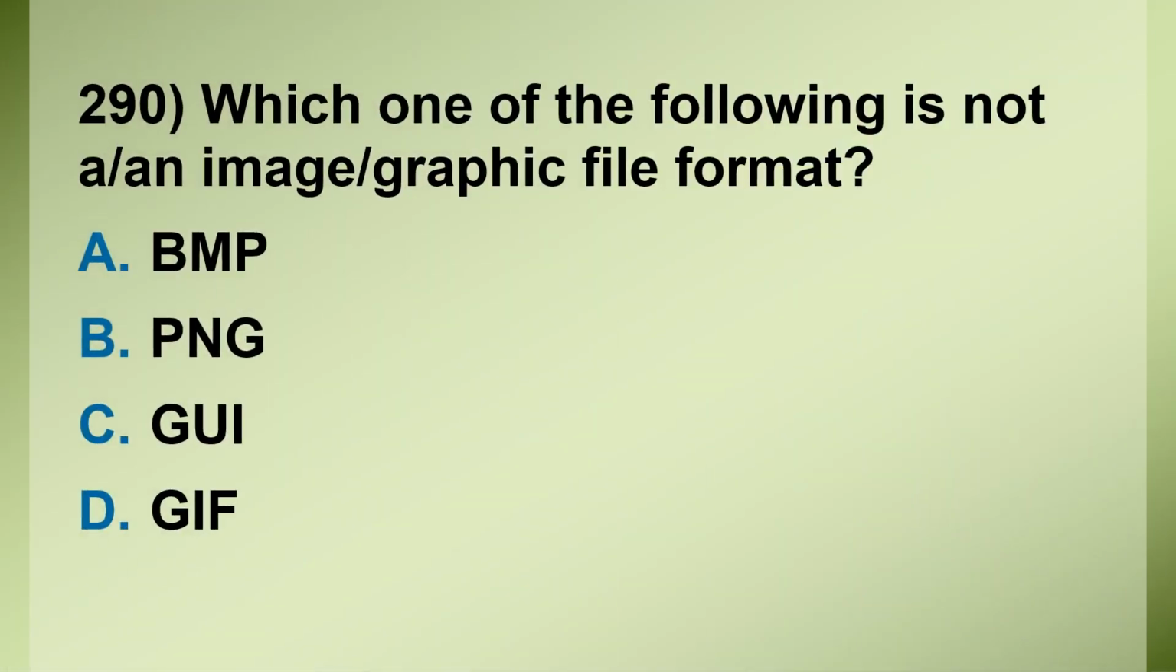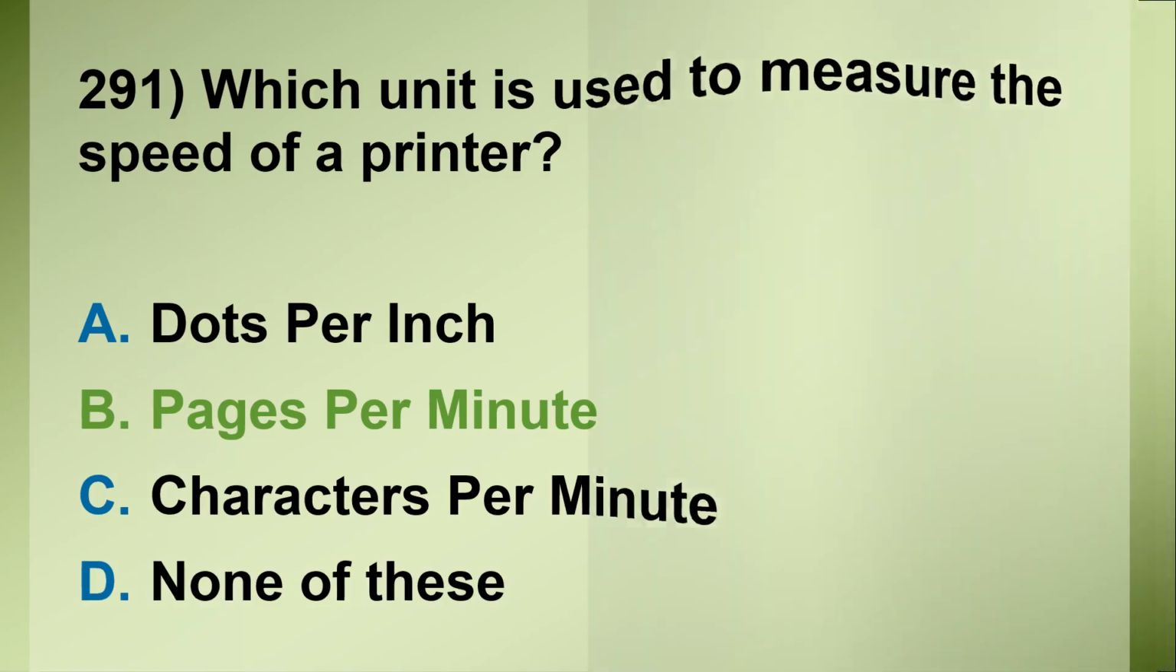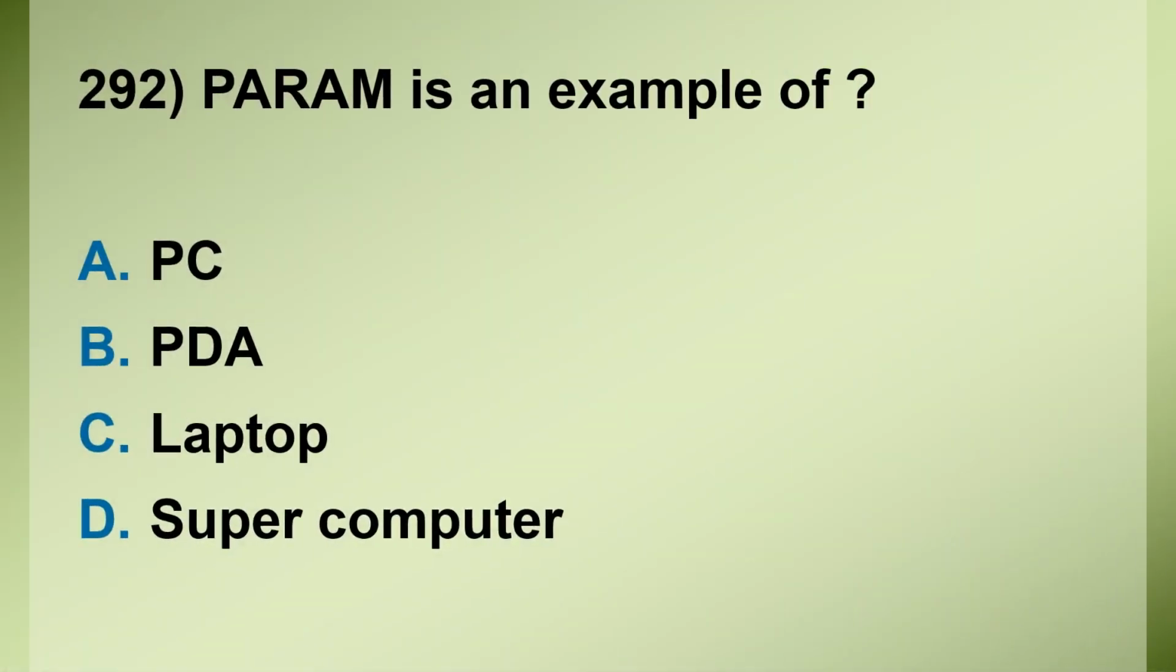Which one of the following is not an image or graphic file format? That is GUI. GUI stands for graphical user interface. The remaining three are file formats of image. Which unit is used to measure the speed of printer? That is pages per minute. Param is an example of supercomputer.